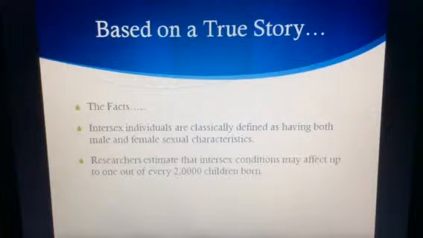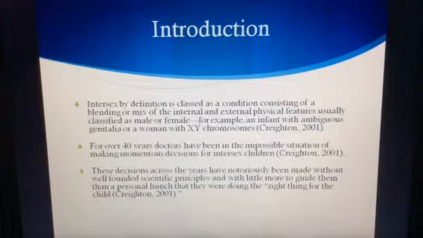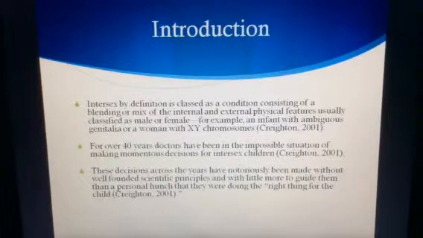The facts. Intersex individuals are classically defined as having both male and female characteristics. Researchers estimate that intersex conditions may affect up to 1 out of every 2,000 children born. Intersex, by definition, is classified as a condition consisting of a blending or mix of internal and external physical features usually classified as male or female. For example, an infant with ambiguous genitalia or a woman with XY chromosomes.